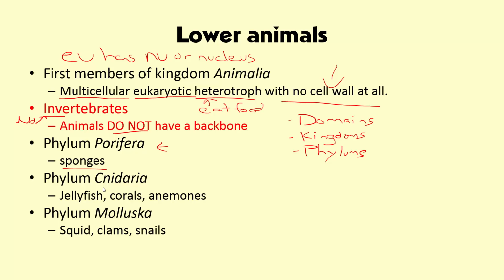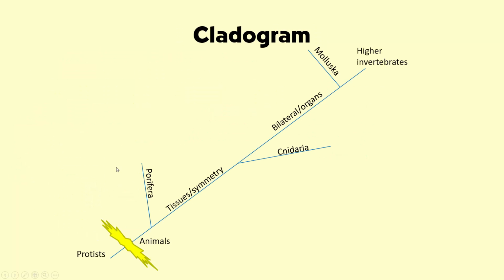Then we'll talk about our phylum Cnidaria: jellyfish, corals, and anemones. And on our next lecture, we will talk about Mollusca, which are squids, clams, and snails. So this lecture is going to focus all on these guys, Poriferans and Cnidarians. So let's dive in. Pun intended.